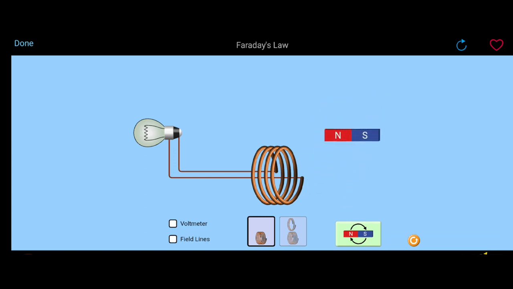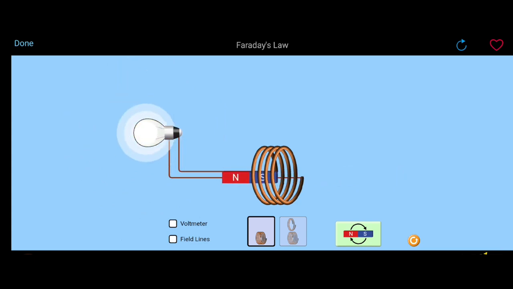Now, let's see what happens when we move a magnet parallel to the coil. There's no change in magnetic flux because the magnet's field lines are parallel to the coil. Result: no voltage induced. Now, let's change the magnet's direction and move it perpendicular to the coil.